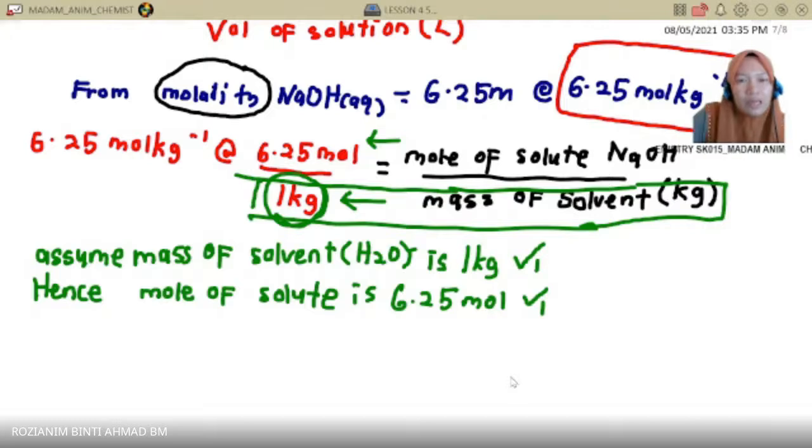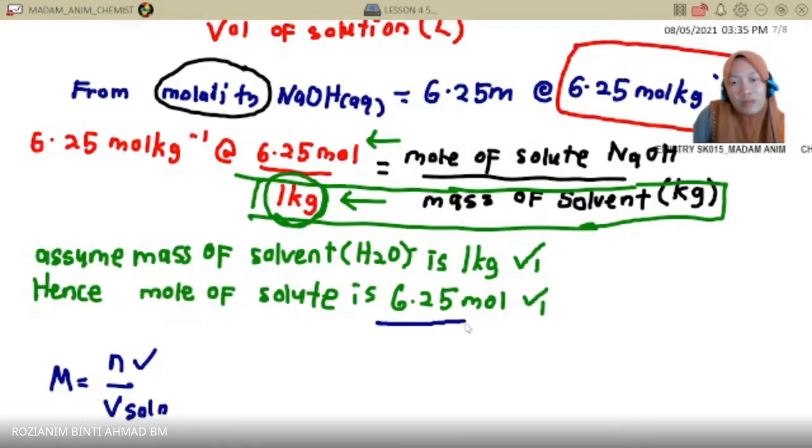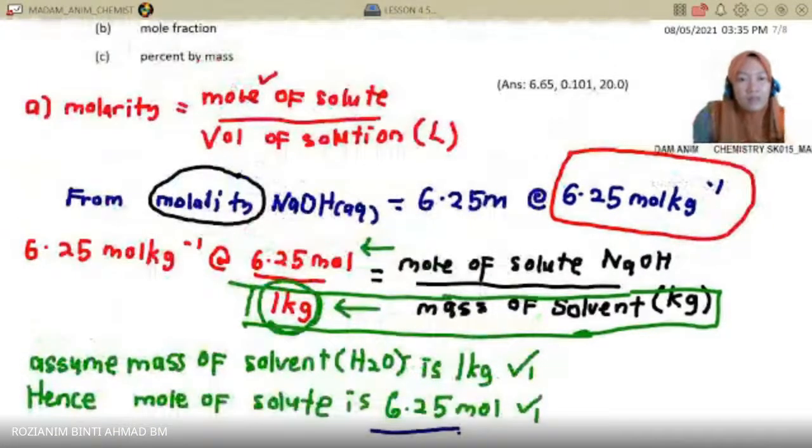Get it? Okay. So, target kita adalah formula molarity. Okay, molarity kata apa? Kita nak M capital letter. Dia kena mole solute bahagi volume solution. Ada tak mole solute? Ada. Kita dah jumpa 6.25. Berapakah volume solution? Kita nak dapat dekat mana? Kita tengok balik data kita tadi.